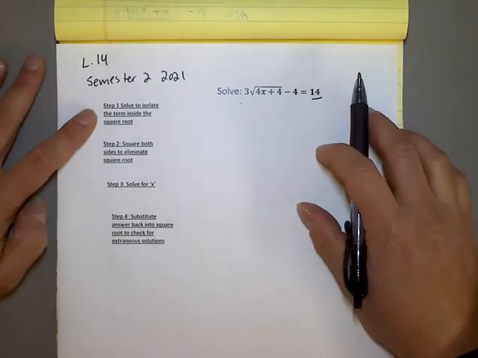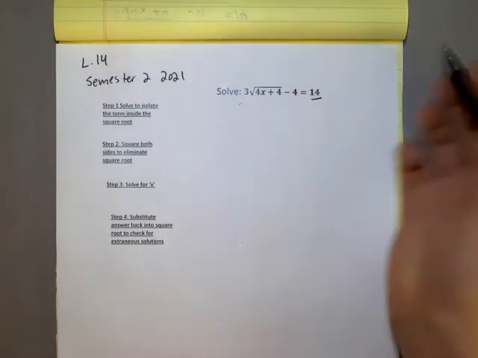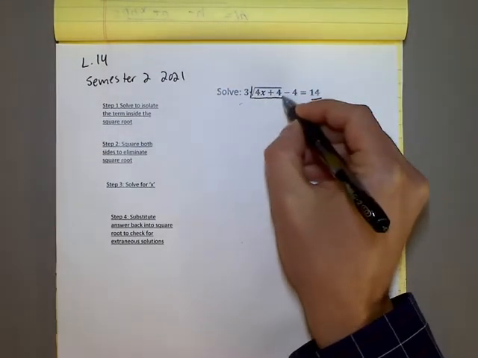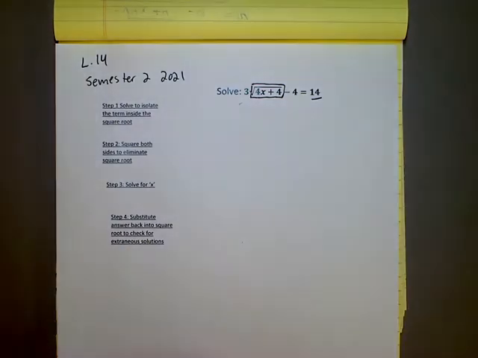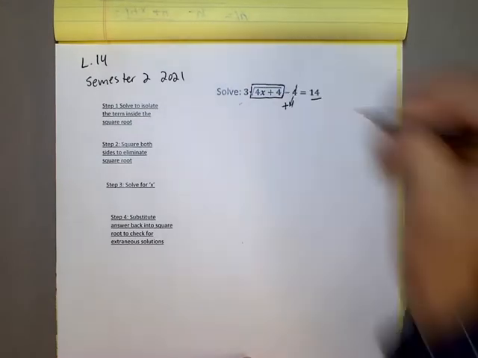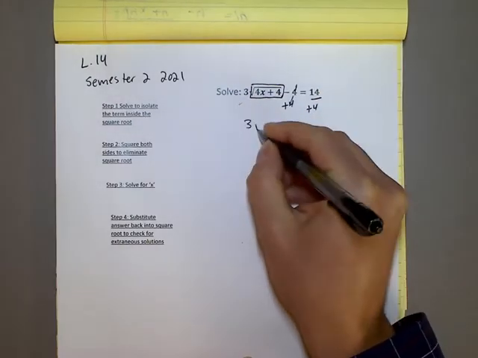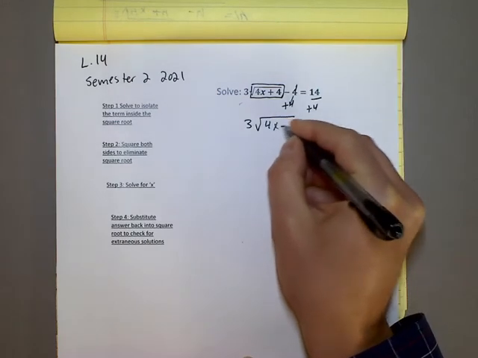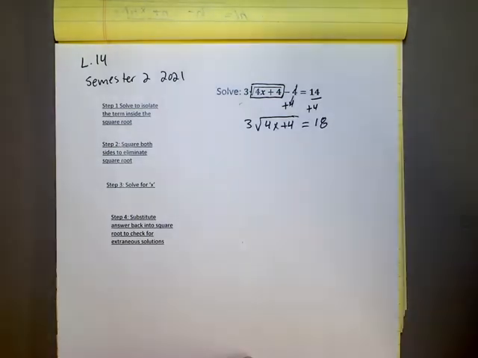So let's solve to isolate the term inside the square root, which means we're going to get the other terms to the other side in order to get the square root of 4x plus 4 left. So let's start by adding the constants on both sides. So we have 3 square root of 4x plus 4 equals 18.